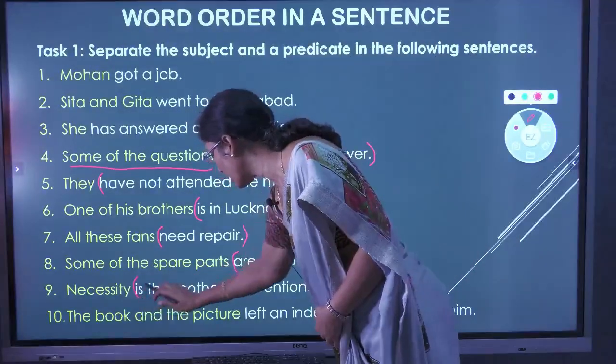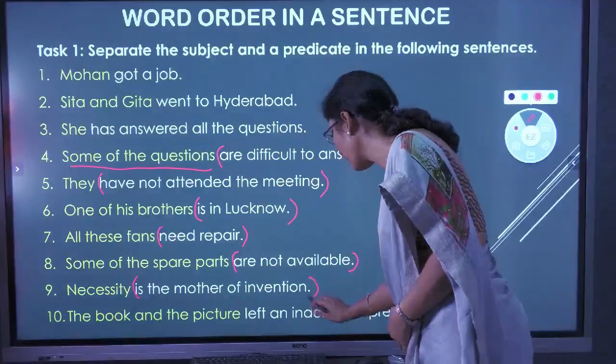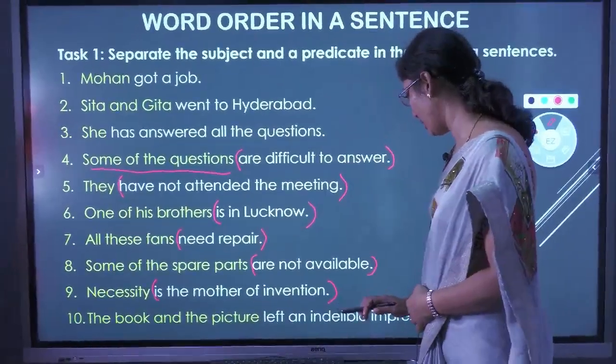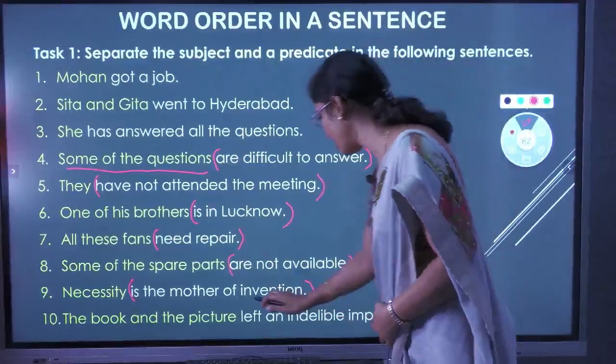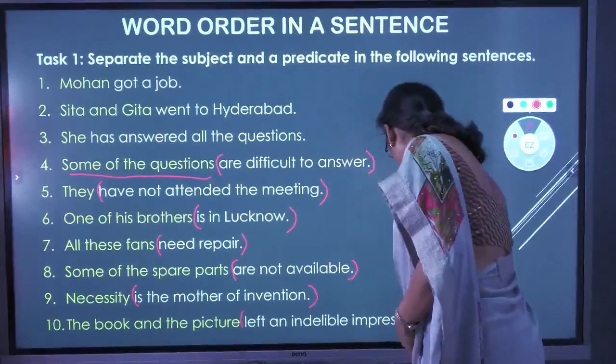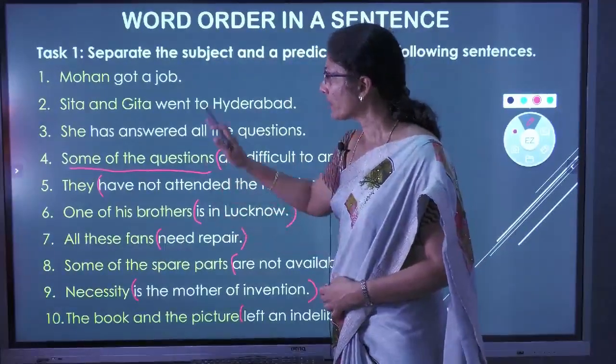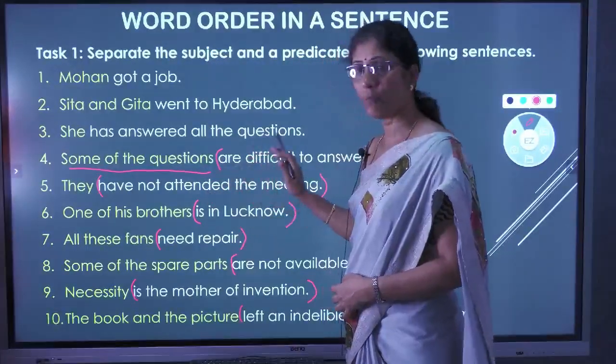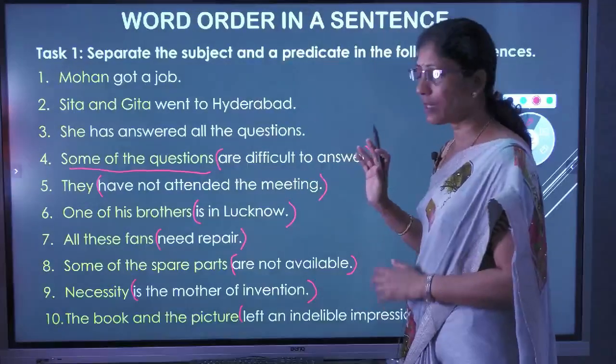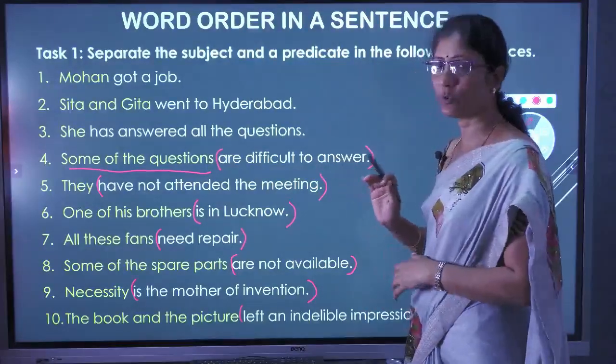It is talking about necessity. Next, the book and picture left an indelible impression on him. So in all these sentences, subject is present and predicate is present, so that it is giving a clear communication to the reader.